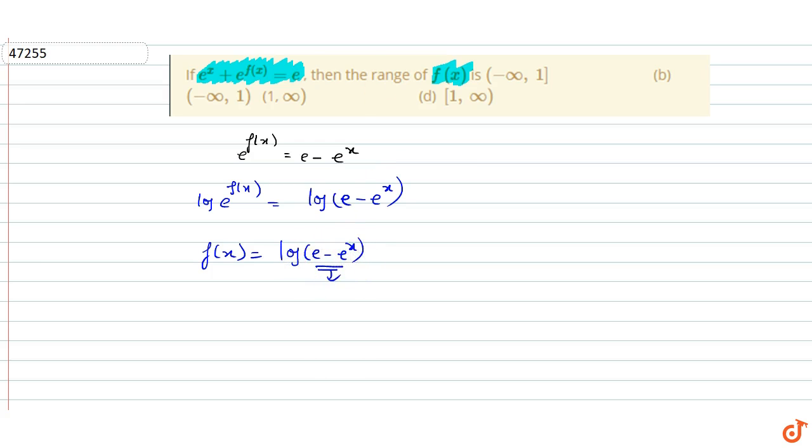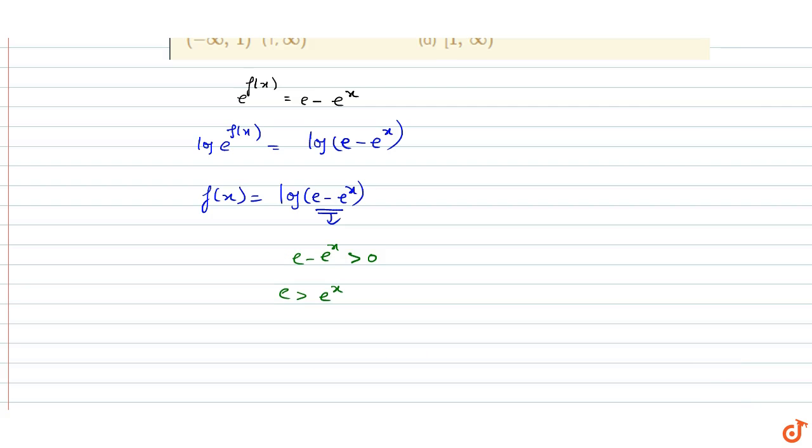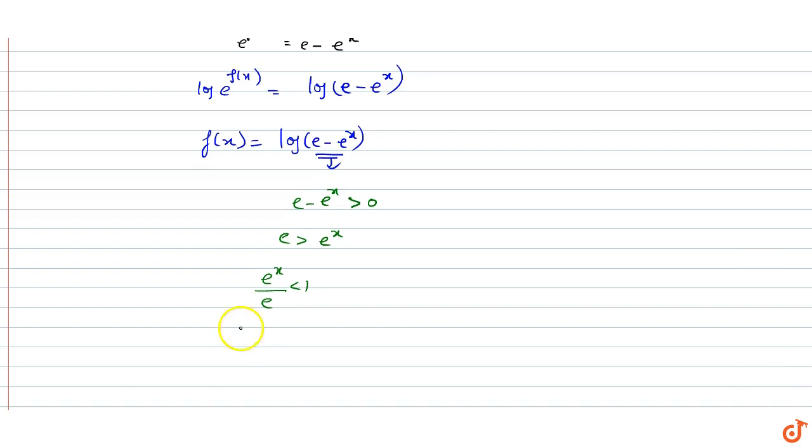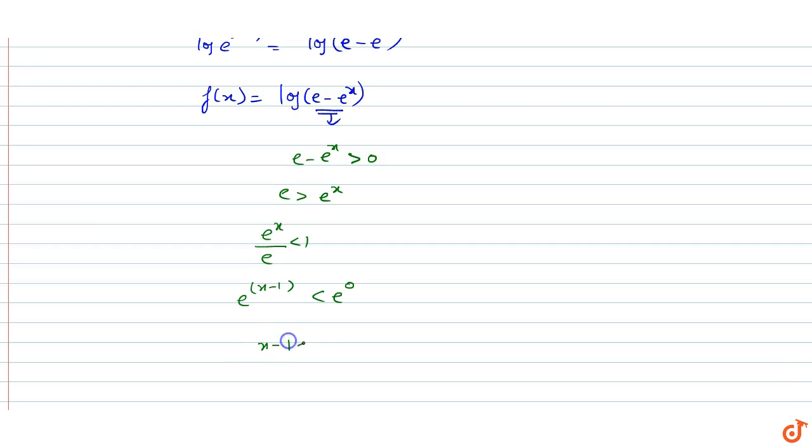इसको डिफाइन होने के लिए e minus e to the power x must be greater than 0. That means e must be greater than e to the power x. That means e to the power x by e should be less than 1. That will give us e to the power x minus 1 should be less than e to the power 0. That is x minus 1 should be less than 0. So x should be less than 1.